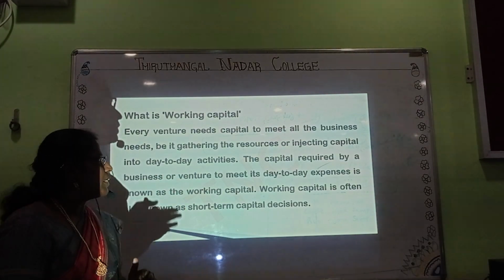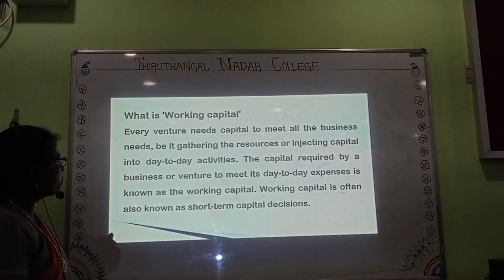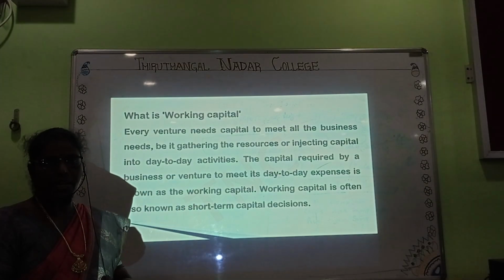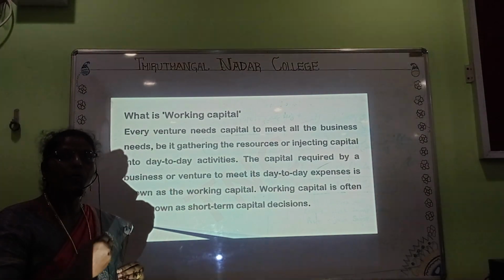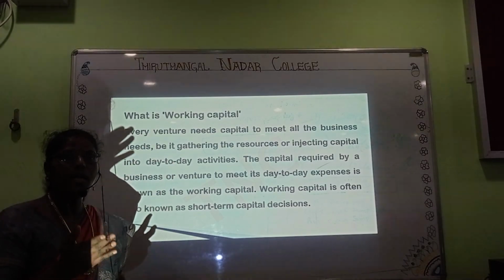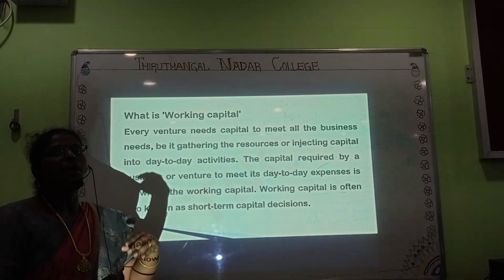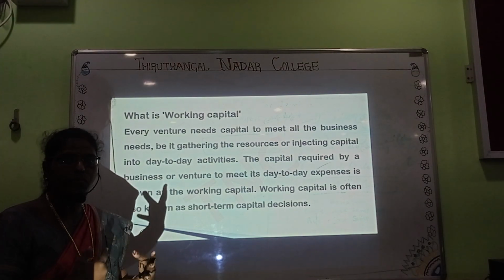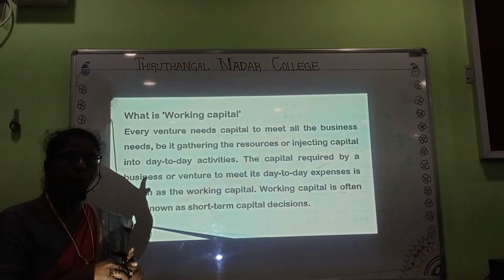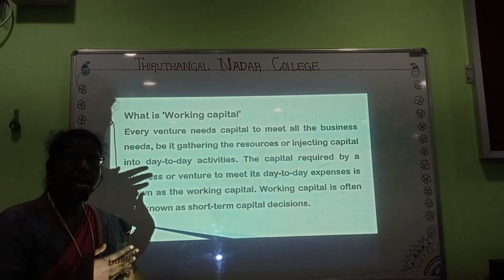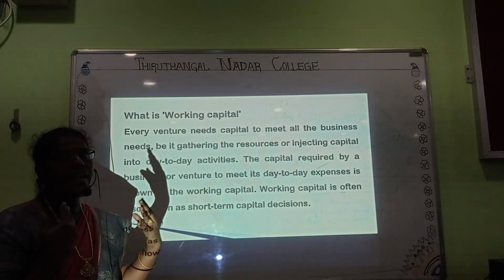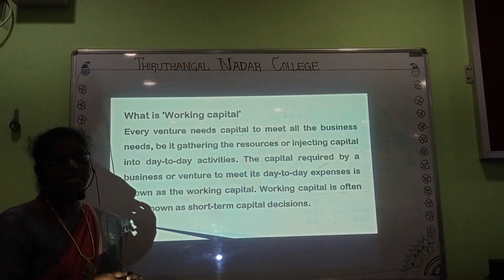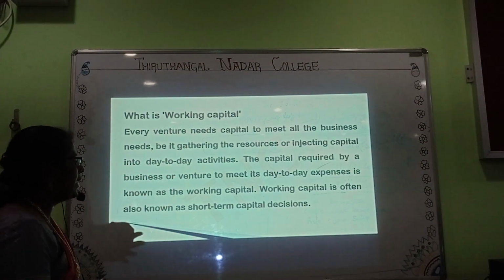And the other one is working capital. Now let me explain what is working capital. Working capital is the part of the capital which is required to run the day-to-day expenses of the business. What are the day-to-day expenses? Purchase of raw materials, because every business has to purchase raw materials to manufacture the product. Then they have to pay wages, and spend on salaries and advertisement. These are the day-to-day expenses that a business has to meet, and the capital required for these expenses is called working capital.